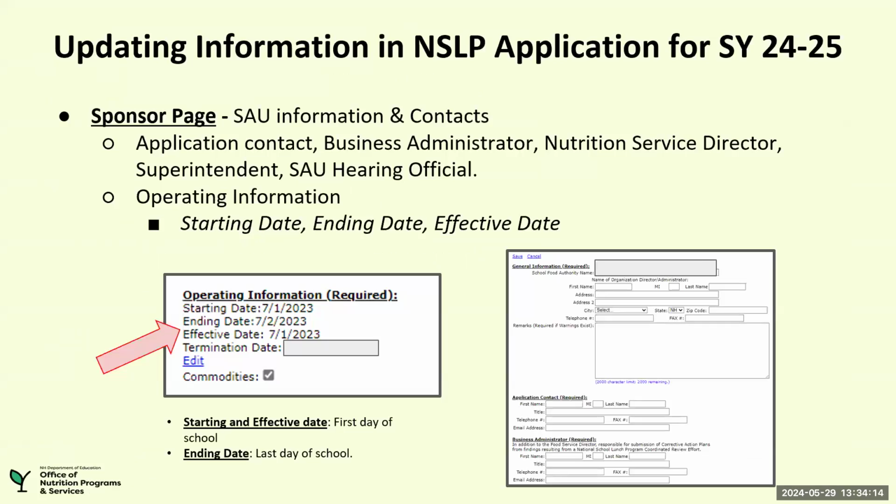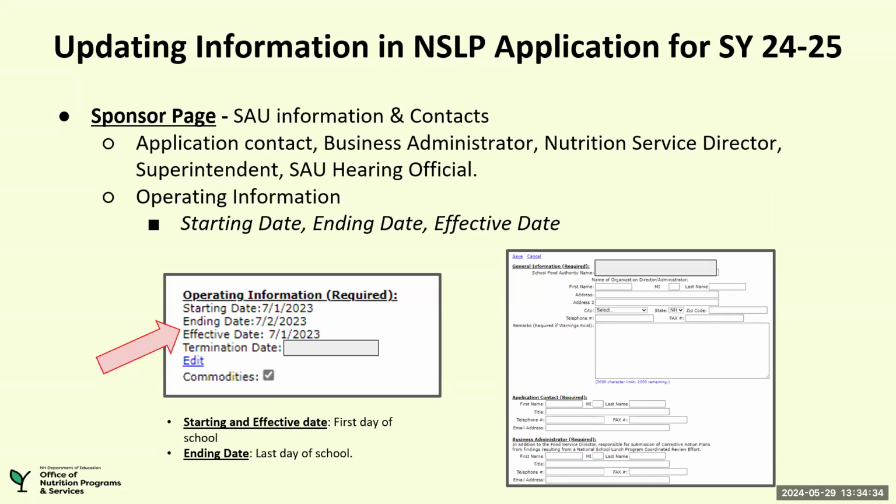Once any permissions in My NHDOE have been updated, the contact information and site information in the NSLP application will need to be updated. Some of the information rolled over from school year 23-24 may still be accurate, but all information must be double-checked for school year 24-25.